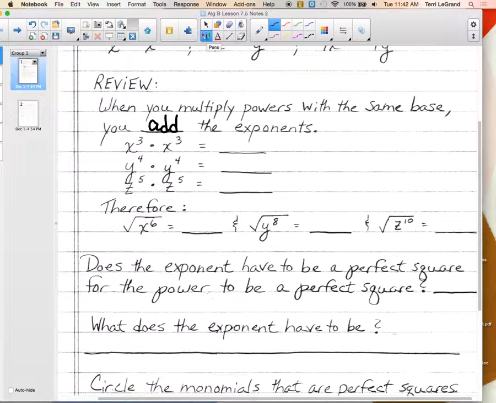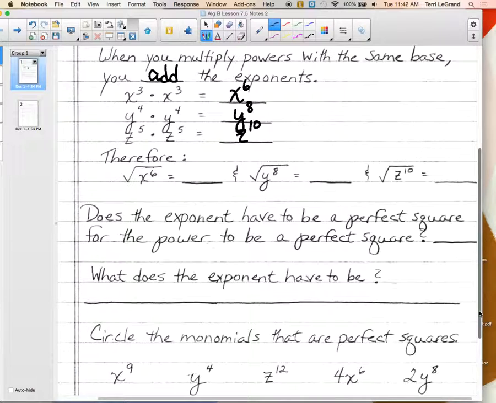So let's practice that again. What's x cubed times x cubed? X to the 6th. What's y to the 4th times y to the 4th? Y to the 8th. We add them. What's z to the 5th times z to the 5th? Z to the 10th. Add the exponents, and the base is the same, and you're multiplying. Just add their exponents, and you will have your simplified product.